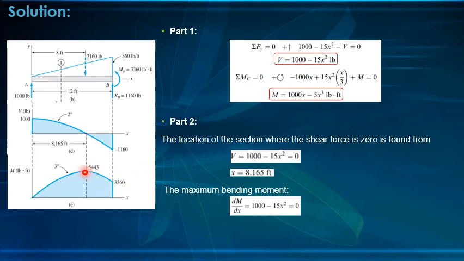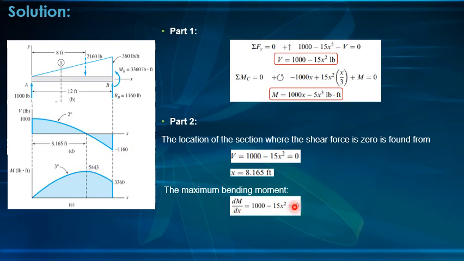So, the maximum bending moment occurs at the slope equal to 0 at the maximum point dito. And that is actually where your shear is equal to 0 din siya. Okay? So, if we're going to differentiate this moment equation dito, we will have dM is equal to 1,000 minus 15x squared dx, di ba? So, putting down your dx, magiging ganito yung itsura niya. So, dM over dx, that is equal to 1,000 minus 15x squared. And that is equal to 0. That is where the maximum moment is.